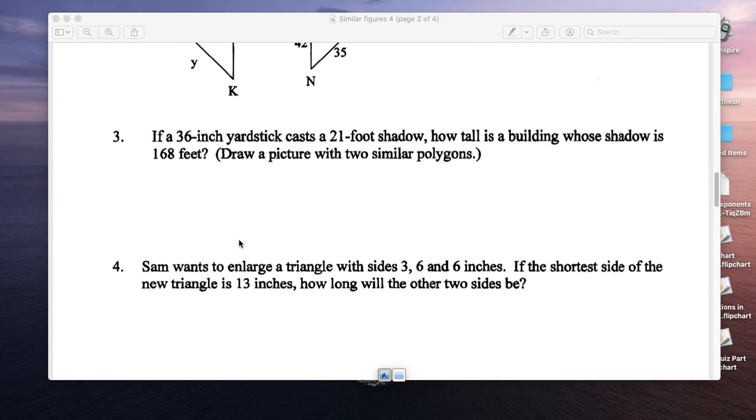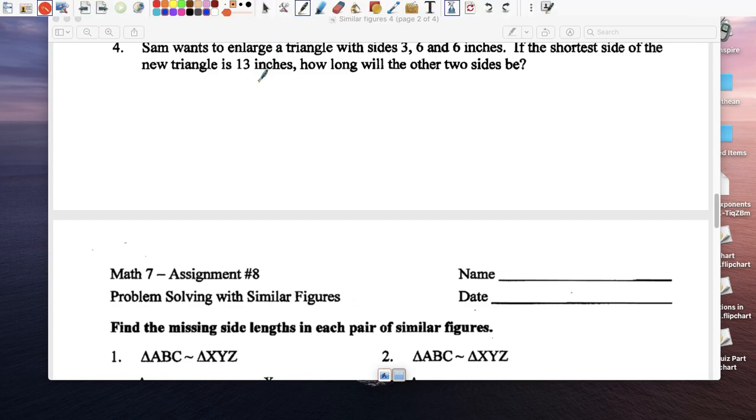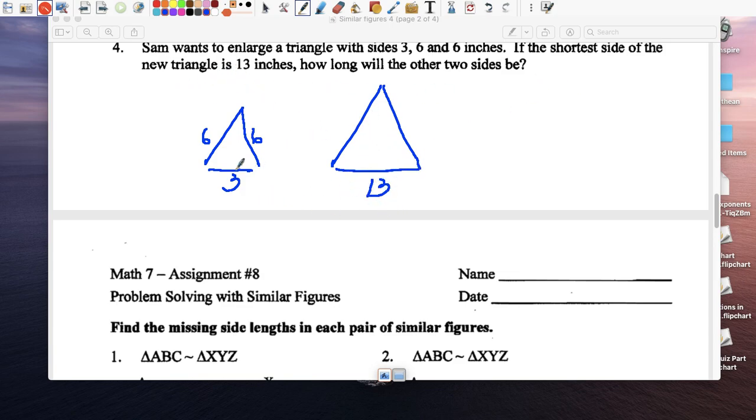So let's go to 4 over here. We have a triangle with size 3. Okay, so it's an equilateral triangle. So that's 6, and this is 3. And then we want to make it a little bit bigger. It's telling us that the shortest side of the new triangle is 13. So obviously this and this are corresponding, and these two correspond to each other.